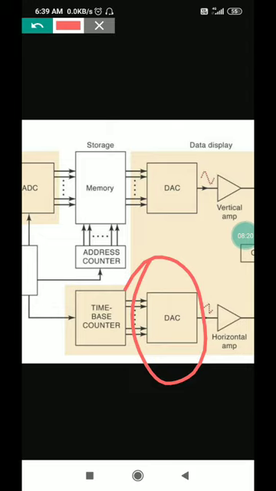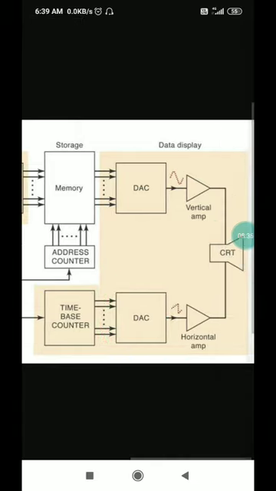Okay, that sweep is generated with the help of this time-based generator, and DAC converts that digital sweep into analog sweep. Okay, and then this sweep is connected to the horizontal amplifier, which drives the horizontal plates in order to move the electron beam horizontally. And both of the amplifiers, vertical amplifier and horizontal amplifier, are connected to CRT, and this CRT produces the waveform on the screen.